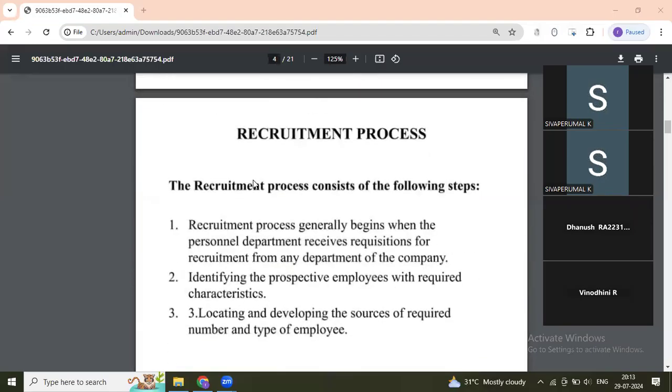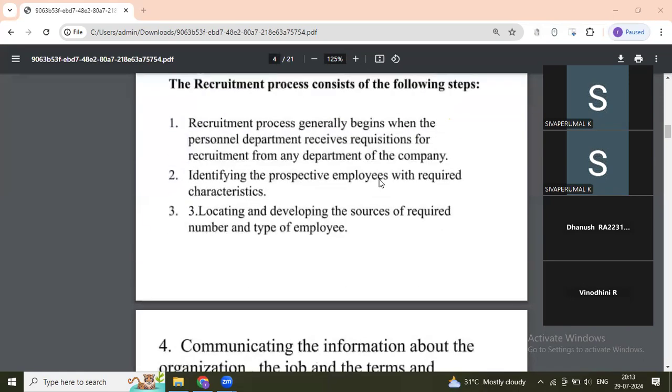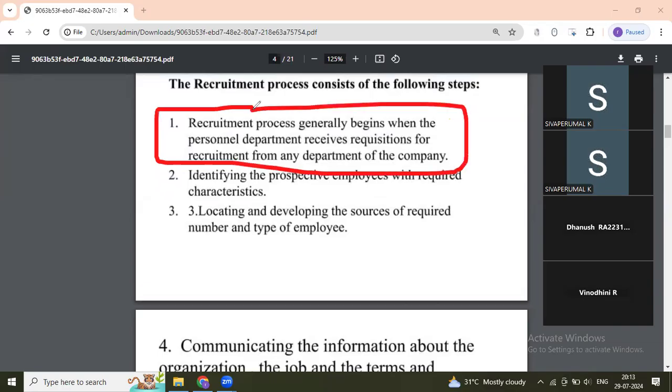Edwin Flippo's definition itself says that recruitment is the process of searching for the candidate, right? Here they list the process. What does the process consist of? According to that, there will be steps, step by step. They have given this in the PPT. The first step is that recruitment generally begins when the personnel department receives the requisition for recruitment. See, for example, in our commerce department, employees are recruited this way.